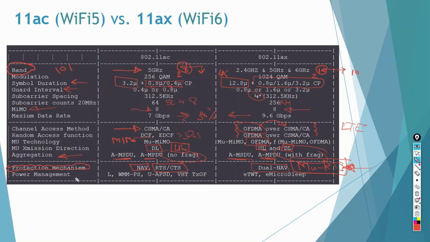The last part here is related to power management. Prior to 11AX, we used many methods like the legacy one, the WMM power save method, the unscheduled and scheduled automatic power save delivery, and VHT transmit opportunity, which is mainly used in 11AC. And now in 11AX, we expect to have enhanced functionality called target wait time, as well as enhanced micro sleep.